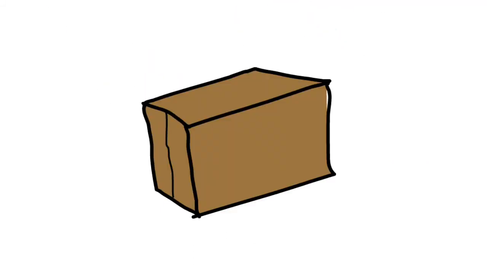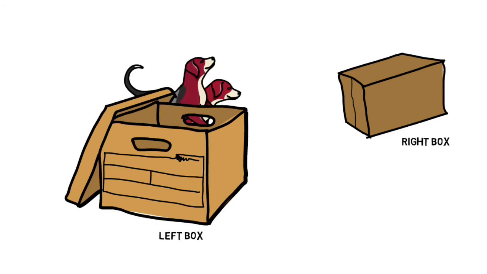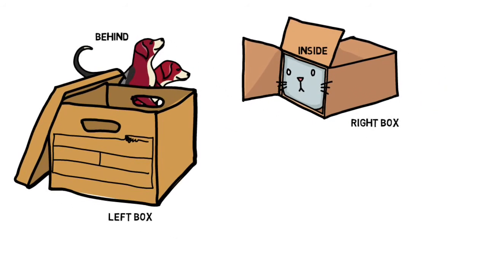This is a brown box. And this is also a brown box. Two brown boxes, a left box and a right box. The two red dogs are behind the left box. And in the right box, a cat. A cat is inside the right box.